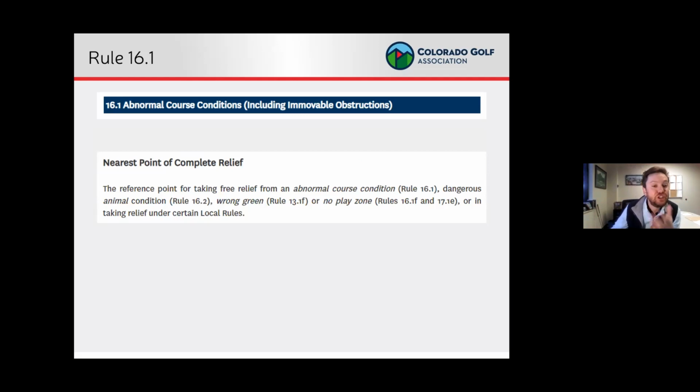For taking free relief from an abnormal course condition, which we're doing here, dangerous animal condition, which we're going to do, and then wrong green, which we covered in 13, and then no play zones, which we kind of covered a little bit today and a little bit next week, and then or in taking relief under certain local rules, which again, there's a lot of them. So again, it's the reference point. That's the nearest point of complete relief. The nearest point of complete relief is the reference point, as we see here.